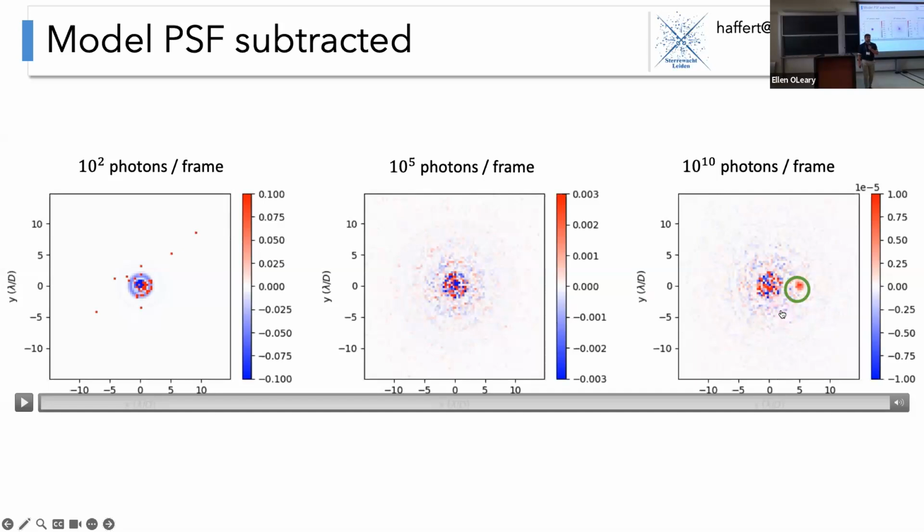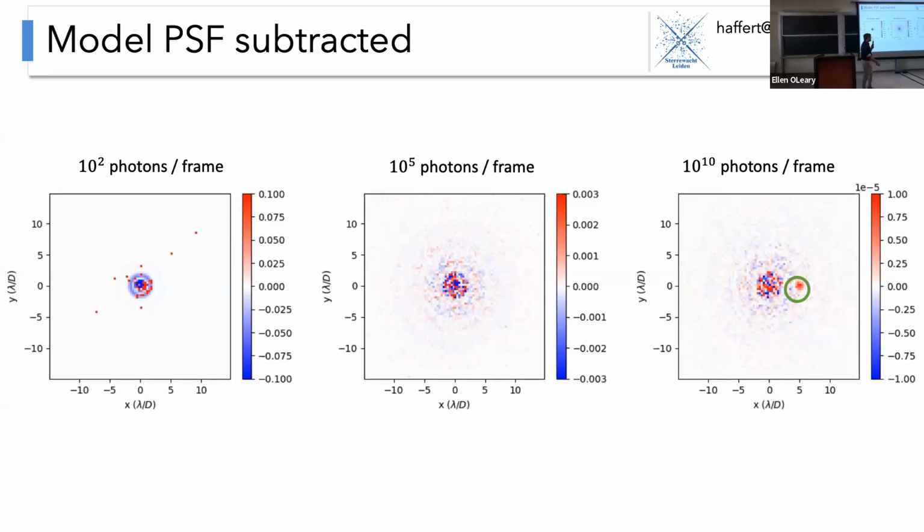But that planet is only at a contrast of 10 to the minus 5. And we used about 10 to the 10 photons. So if there's anything that you need to remember about photon noise, it is that it reduces by the square root of the number of photons that you image. So if you want to do 10 times better, you need to get 100 times more photons. And that's pretty tough scaling.